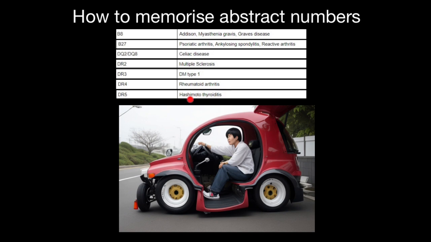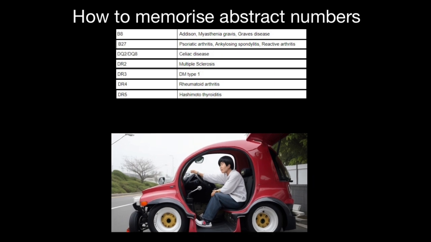And Hashimoto thyroiditis. Now let's check how well you were able to memorize all these diseases and associate them with the names of the genes. I randomly shuffled the diseases, so they now go in a different order. Now we have to recall the name of the gene associated with each disease.